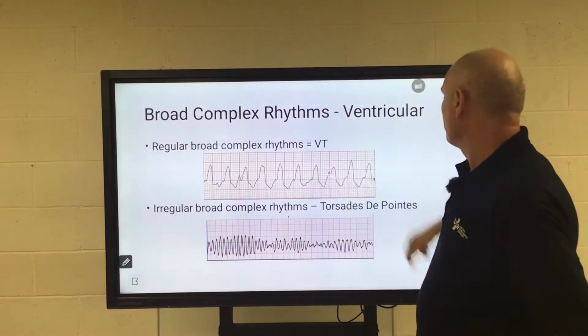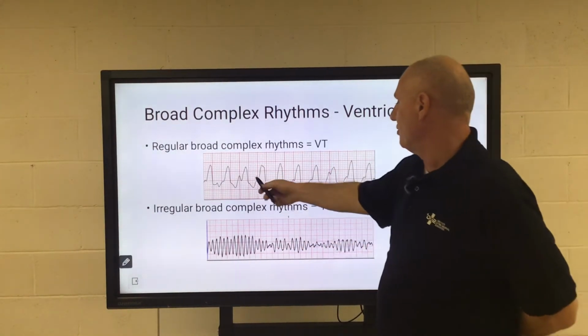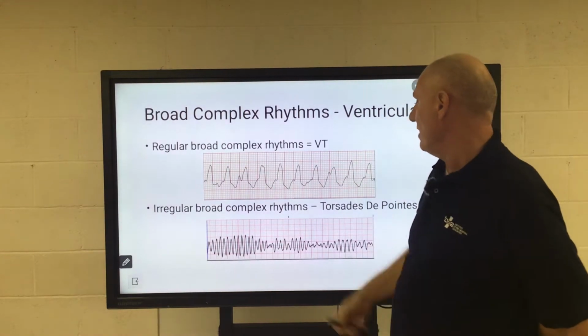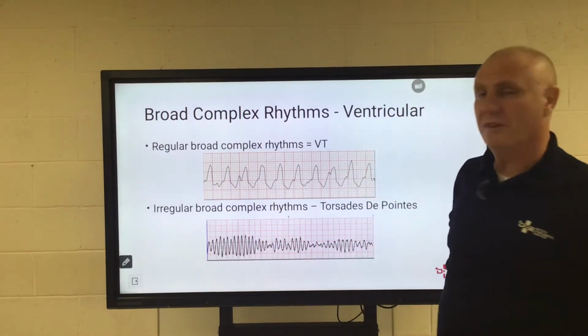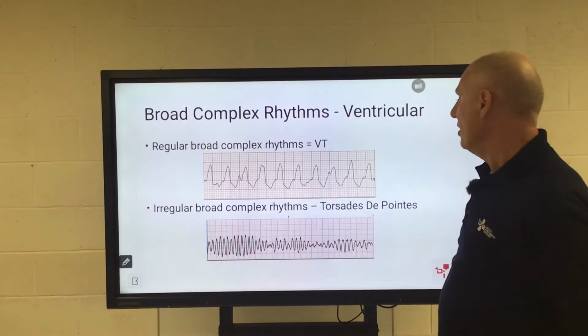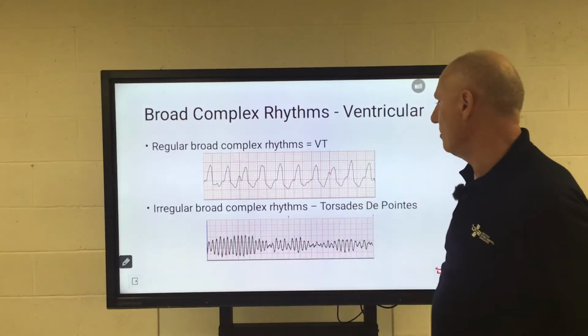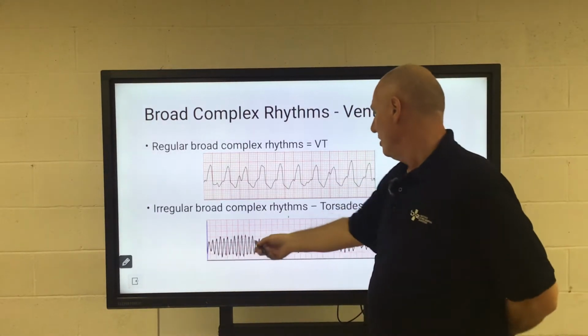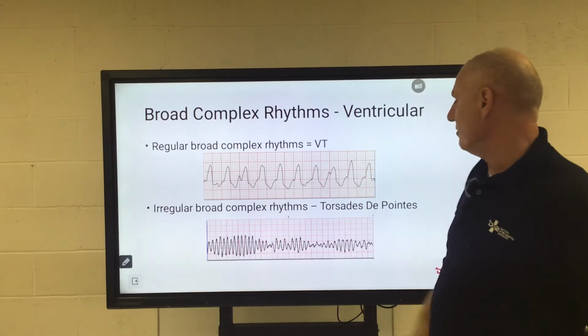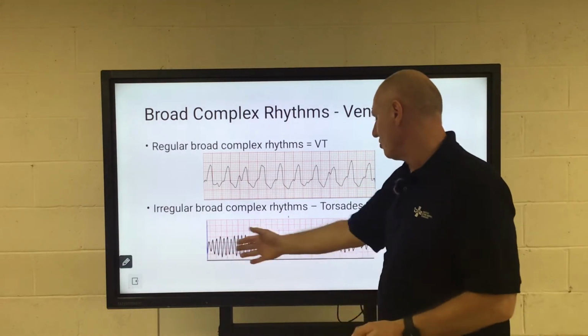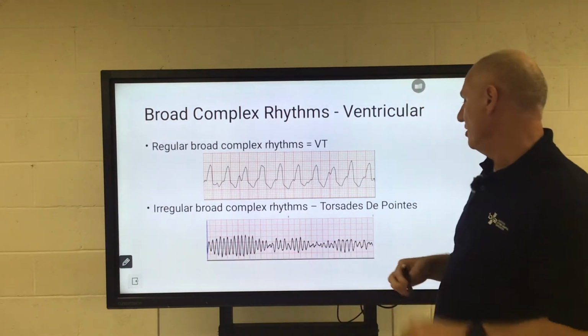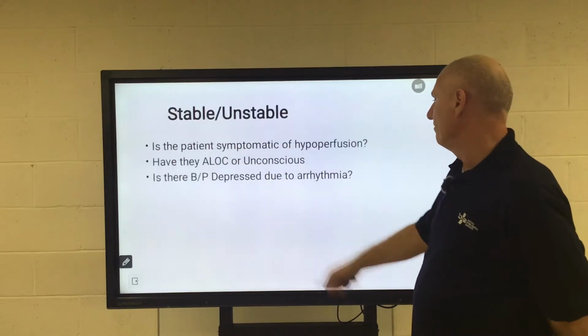This one here, this VT, ventricular tachycardia. What's the rate? The rate on this, there's 2 big boxes, about 150. That's a ventricular tachycardia, or a VT, a broad complex VT. This one here is another VT. It's irregular. The shape changes on it, and this is torsade de pointes. So this is an irregular VT.